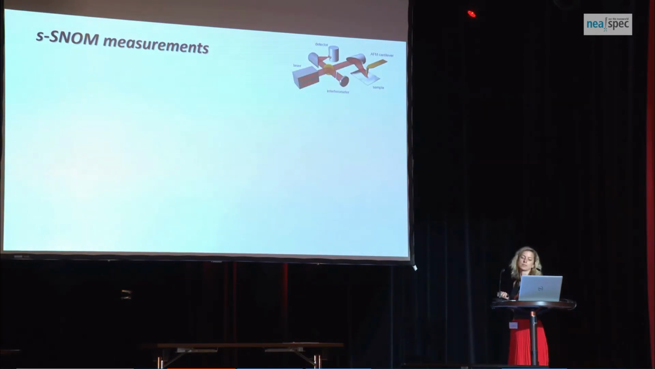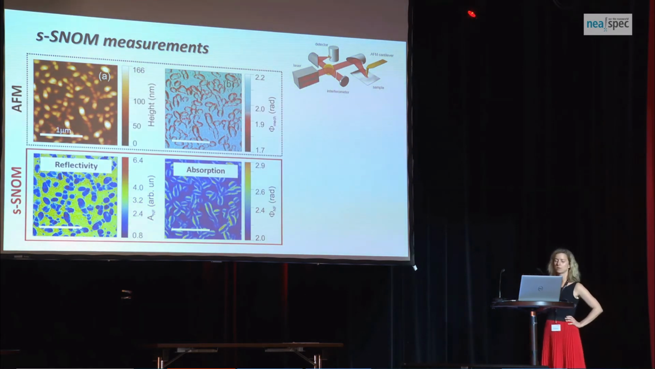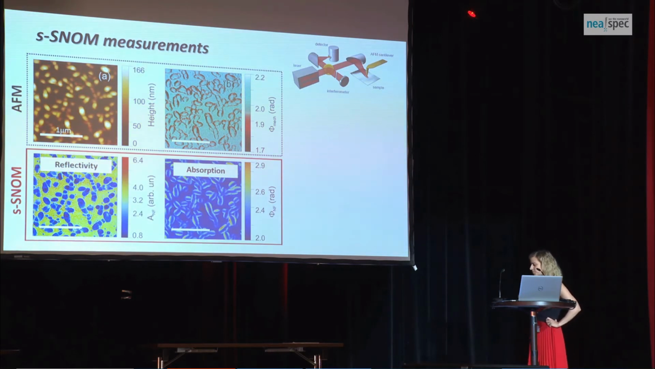And that's exactly what we did. As you all know, we get at least 4 channels from the s-SNOM measurements. The first two are the standard AFM, where the amplitude tells you something about the topography, whereas the mechanical phase tells you about the mechanical properties of your sample, like stiffness, adhesion, deformation, whatever. And then there is the s-SNOM signal, which has an amplitude proportional to the reflectivity, and the s-SNOM phase, or near field phase, which is proportional to the absorption.